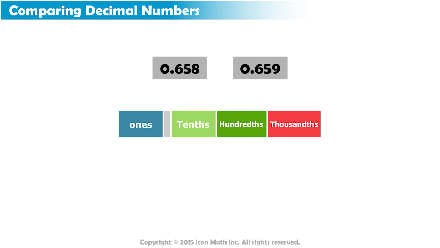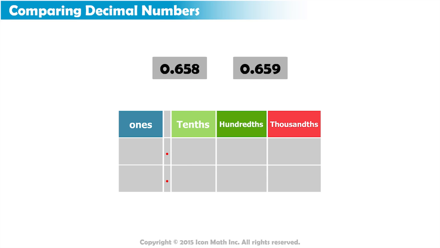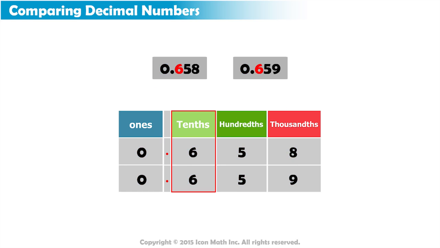We now arrange the digits from the two numbers in 2 rows. As you can see, the digits that belong to the same place appear in the same column. Now we can begin the comparison. Starting from left to right, we compare the digits that are in the same column to see whether or not they are equal.